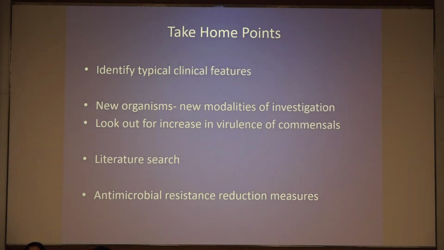So the take-home points are, you need to know the typical features of each keratitis as much as you can, so broaden your knowledge. Newer organisms need newer modalities of investigation. You need to look out for commensals coming out as an outbreak in your area. Do a good literature search and find out how resistant the organisms can be to the routinely used antibiotics or antifungals. And by doing this, you will reduce antimicrobial resistance.